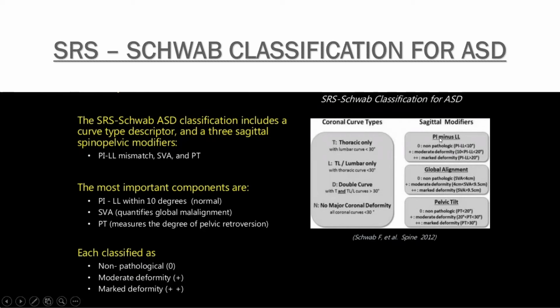The 3 parameters used are, first, the pelvic incidence minus lumbar lordosis. This should usually be less than 10 degrees. If it is between 10 to 20 degrees, it is moderate deformity, and more than 20, it is marked deformity. Then the global alignment, that is the SVA. If the SVA is less than 4 centimeter, it is neutral, or 0. If it is between 4 to 10 centimeter, it is considered positive or moderate deformity. If it is more than 10 centimeter, we say it is a marked deformity, or 2+.